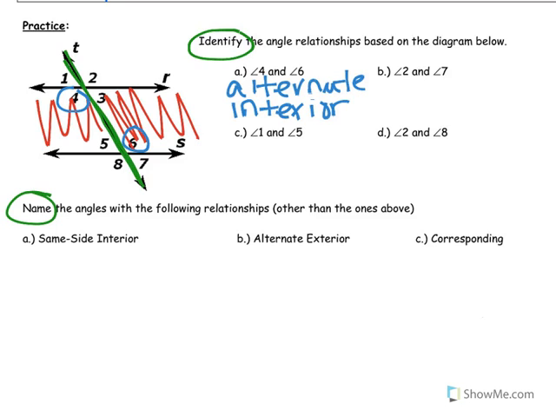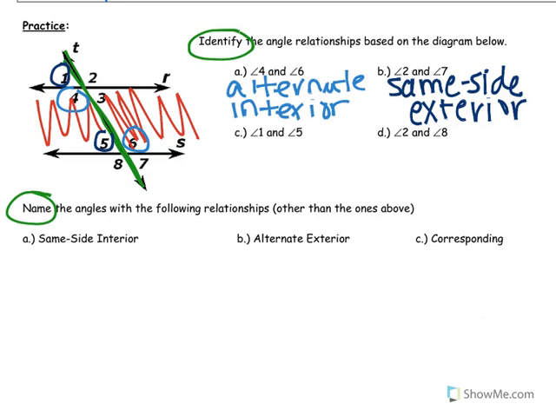Let's look at another, angle 2 and angle 7. Those are not in the red region. Those are both in the exterior, and they're both on the right-hand side. So I think that those are going to be on the same side. So they're same side exterior. My pen's not working right now, sorry.